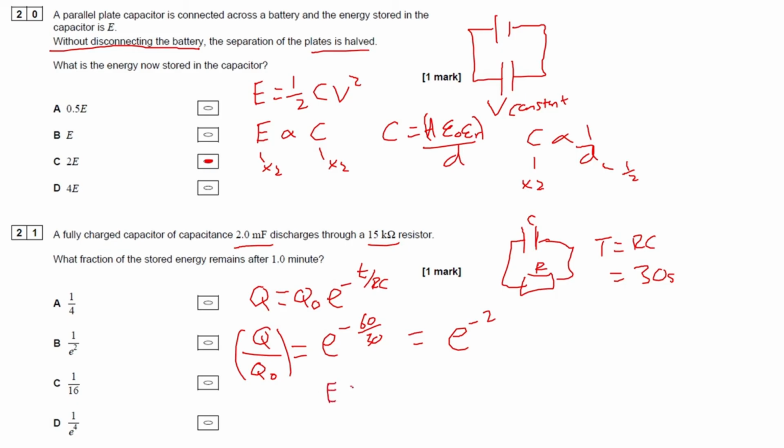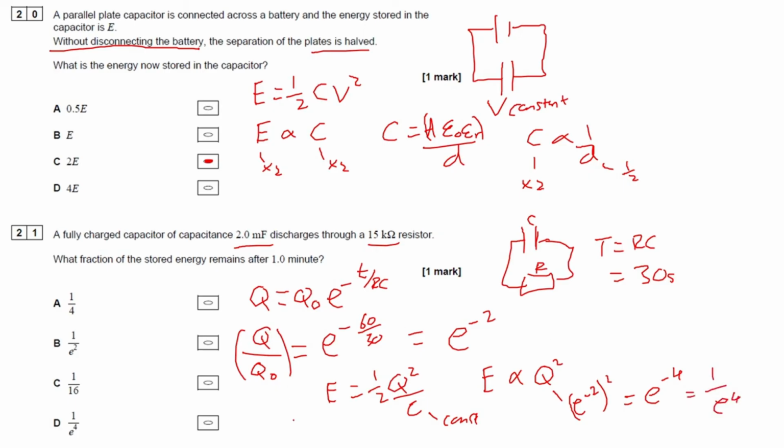Now we also know that energy is equal to half QV, or if I just use the equation where I have a constant, then I'm going to use the Q squared over C equation because I know the capacitance is constant. So in other words, E is proportional to Q squared. So since I know the fraction of charge remaining is e to the minus 2, if I square that factor, so e to the minus 2 squared, that will tell me the fraction of the energy that is stored. That's just e to the minus 4. e to the minus 4 is the same as 1 over e to the power of 4, and therefore D is the answer.